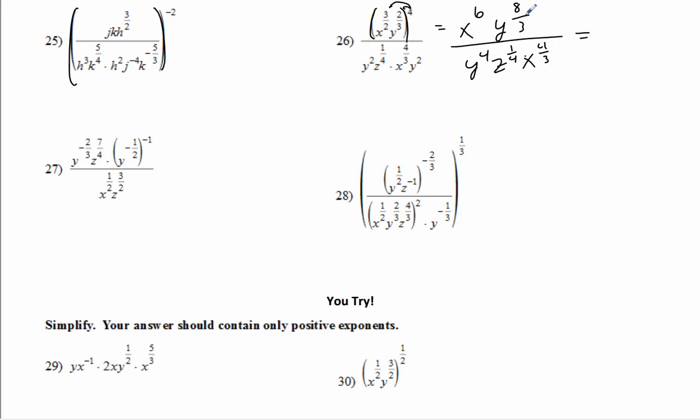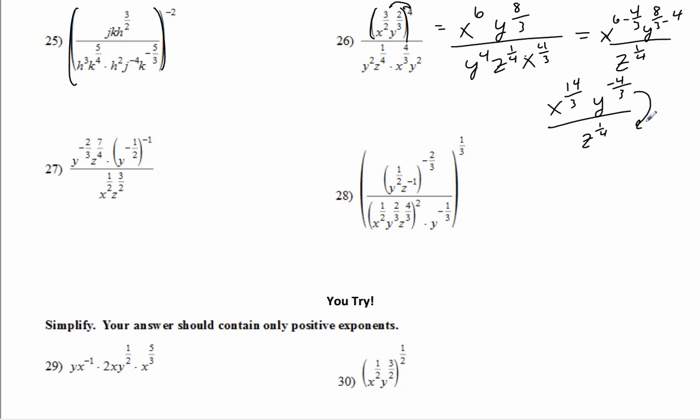Now I have x's and y's up top, so let's do some subtraction. My z's are automatically going to stay in my denominator as 1/4 because there are no more z's up top and it's not negative, so I don't have to flip it. Then let's do some x's. I got x to the 6th minus 4/3 for my denominator. Then y to the 8/3 minus 4. Use your calculator to make sure you calculated it correctly. When I do that, the x's and the y's, I get 14/3 and negative 4/3. But again, the negative 4/3 has to go to the bottom.